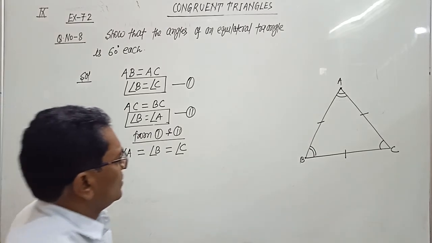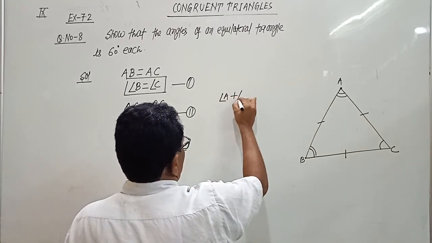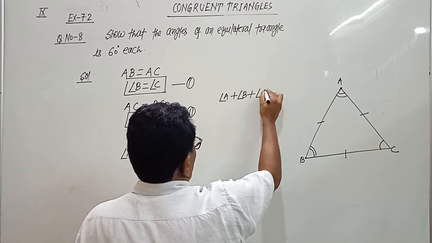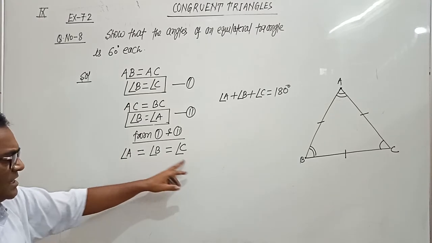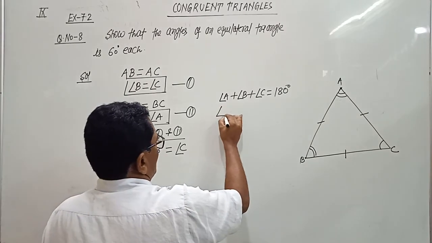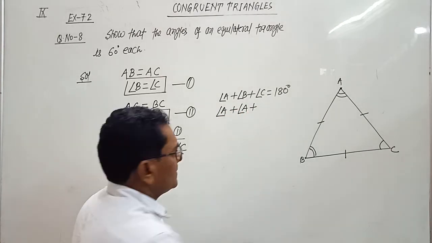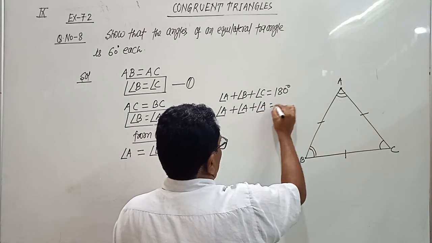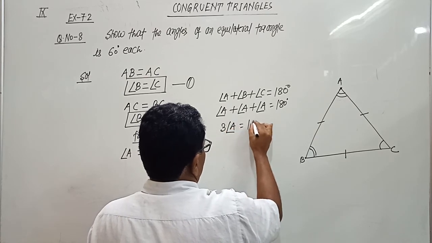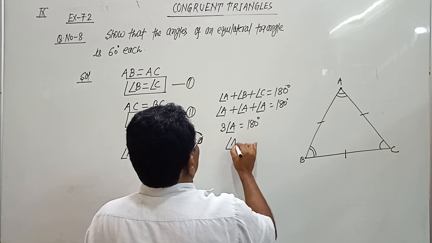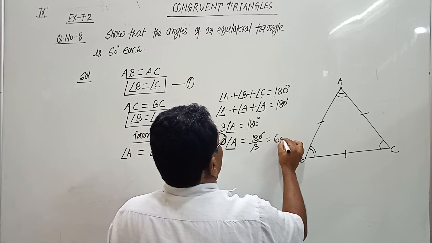And now by angle sum property, angle A plus angle B plus angle C is equal to 180 degree, but B and C are also equal to A. So angle A plus angle A plus angle A is equal to 180 degree, and 3 angle A equals to 180 degree, and the value of angle A is 180 by 3, which is 60 degree.